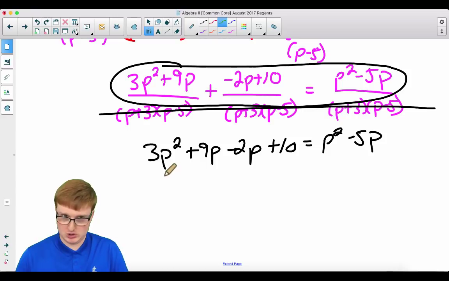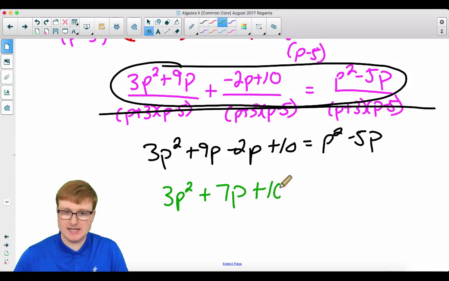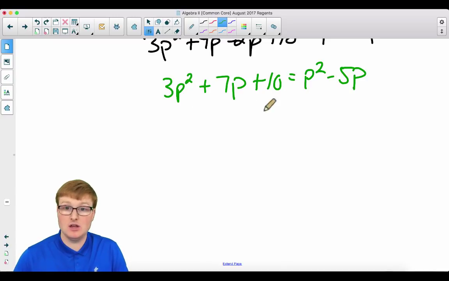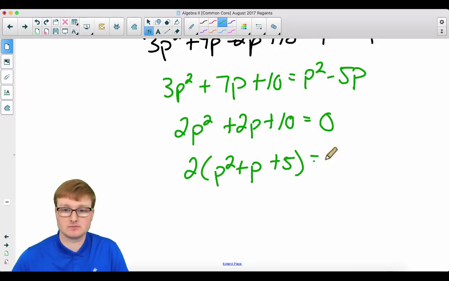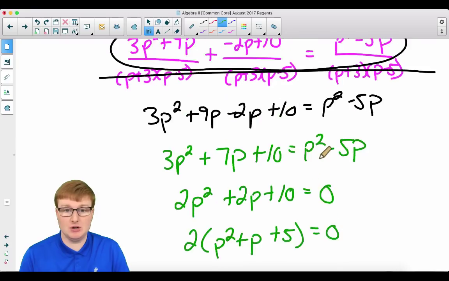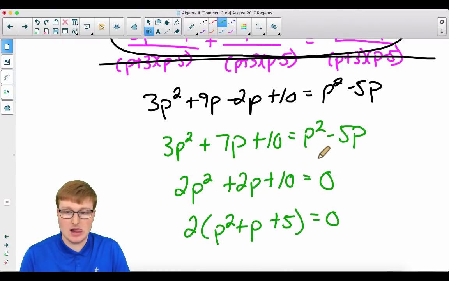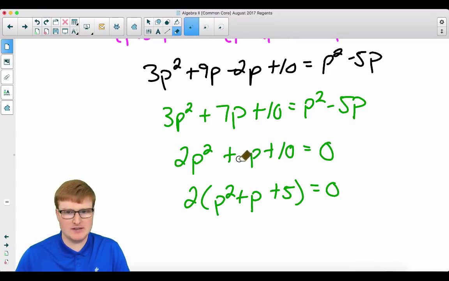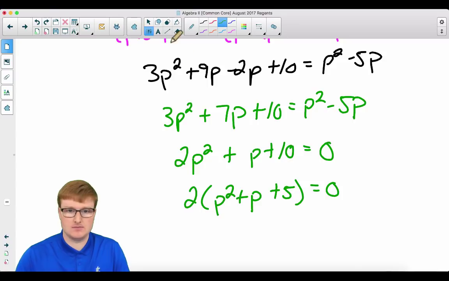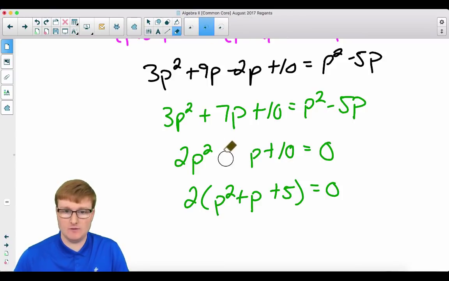Now we combine like terms. 3p squared plus 7p plus 10 equals p squared minus 5p. Move everything to one side and solve. So we have 2p squared plus 2p plus 10 equals 0. Pull out a 2 because that is the GCF. Set it equal to the number 0. What is going on here? I'm sorry, that should not be a 7. I'm adding the 5p. It should be a 12p. We could still factor, though. That should be a 12p.